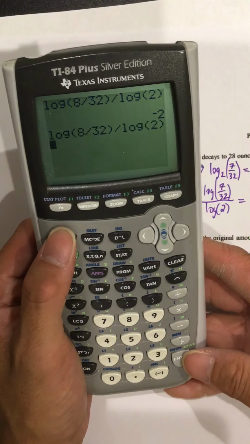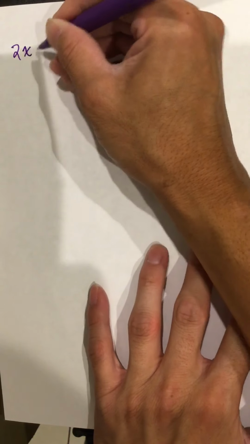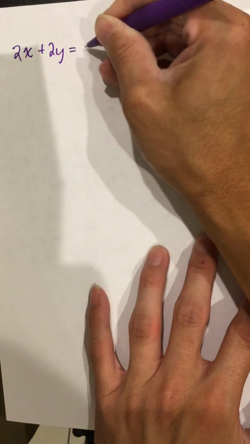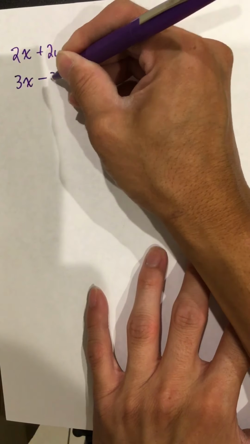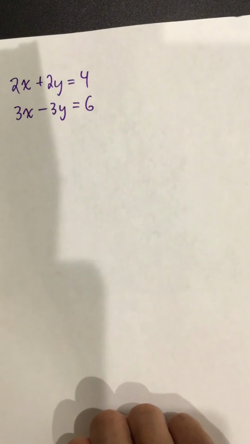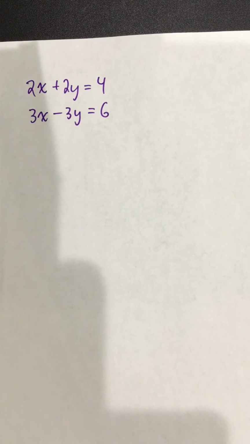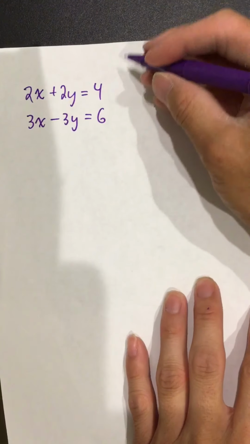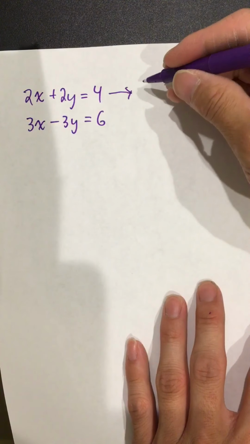The next thing I wanted to talk about was arithmetic and conventions. So I am going to start by writing the following system of equations: 2x plus 2y equals 4, and 3x minus 3y equals 6. So one of the first things I wanted to talk about was I don't like dealing with negative numbers. And I know that may sound a little bit vague, but I'll show you what I mean with this problem.